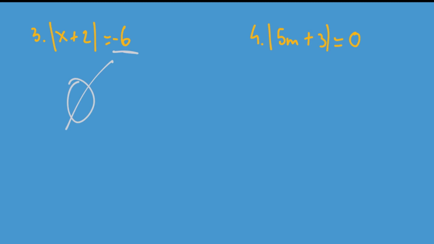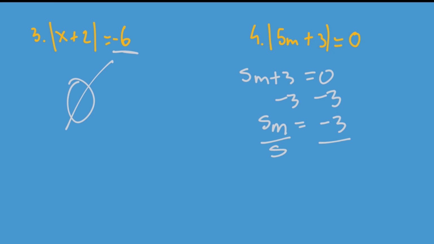Okay, for this one, 5m plus 3 is equal to 0. You cannot have a negative 0. Negative 0 is just 0. So this will just be 5m plus 3 is equal to 0. Minus 3, 5m is equal to negative 3, divided by 5. m is equal to negative 3 over 5. That will be the answer.